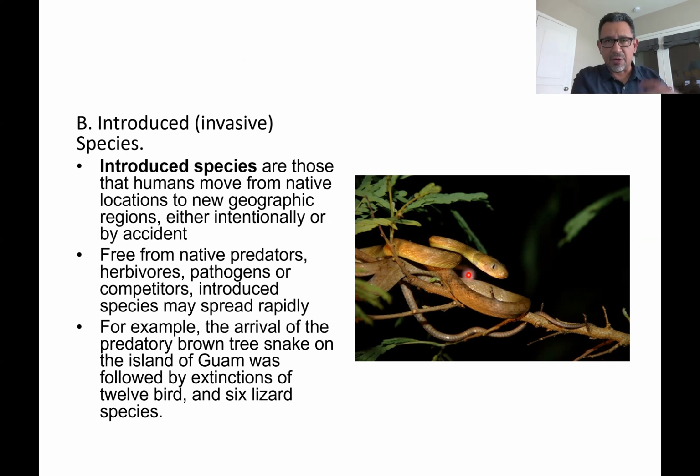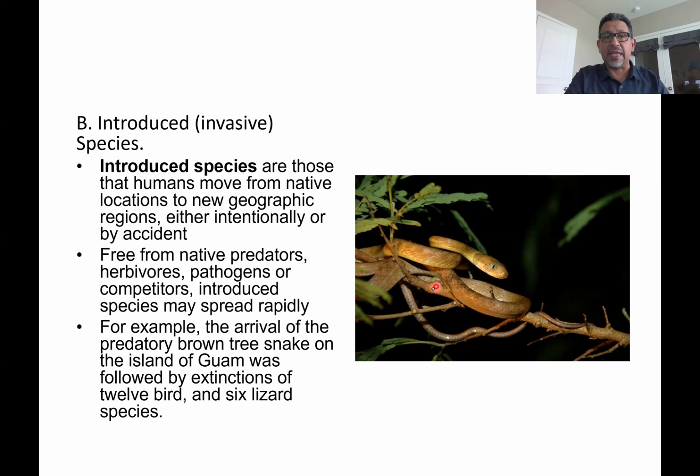Here in this illustration, you can see the brown tree snake, which was introduced in Guam, an island with a lot of different endemic, by endemic, I mean species that are only found in one place. And I want to talk about bird species, lizard species. And this snake was introduced by accident. It wasn't purposefully. And as a consequence from the introduction of this snake, 12 bird species have gone extinct and 6 lizard species have disappeared.